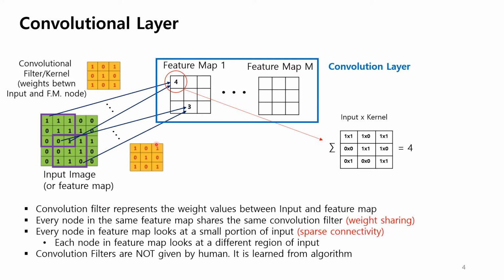And these weight values are not given by human. You don't decide the values of weight. This is determined by the algorithm automatically, by training. So that's a convolution layer.